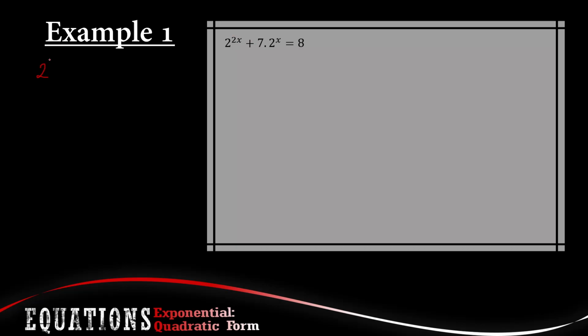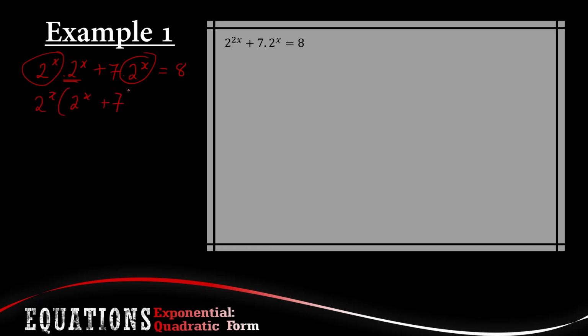So what will happen if we do that here? Because we have 2x, when we break this up, this becomes 2 to the power of x times 2 to the power of x, because if you multiply the same bases, you add the exponents and it becomes x plus x, which is 2x. And then plus 7 times 2 to the power of x equals 8. Alright, if I factor out 2 to the power of x, we're going to have a problem because there's still going to be a 2 to the power of x left. So that would look like this.